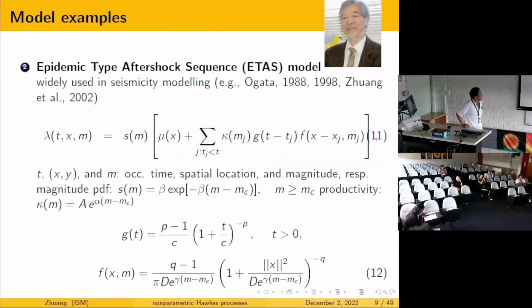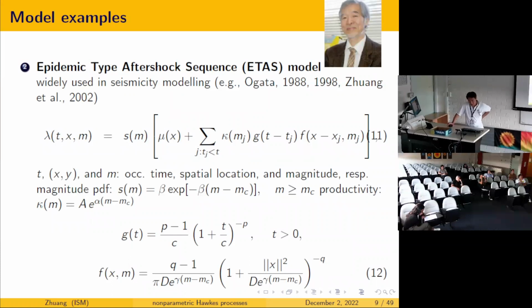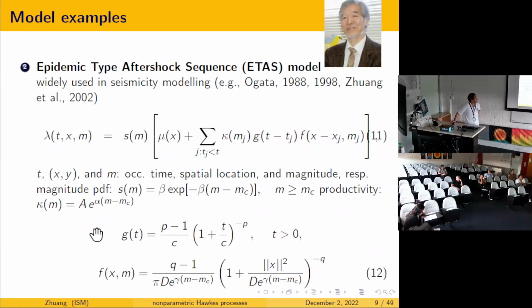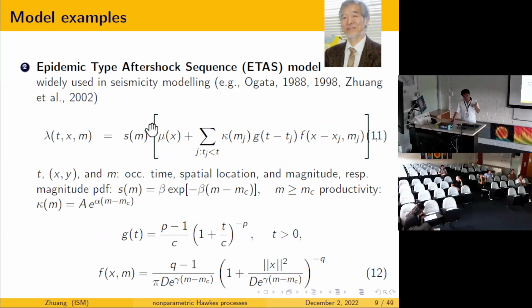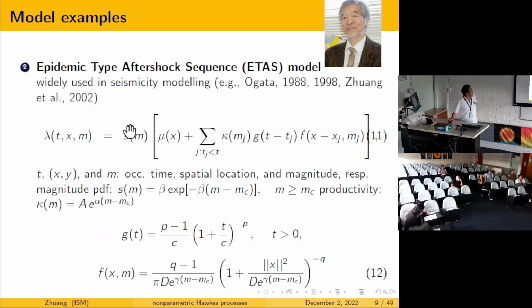So among the space-time marked Hawkes processes, the most famous one is the ETAS model. It is used to model earthquake occurrence. This part is the magnitude distribution for the earthquake, and this part is a background rate.